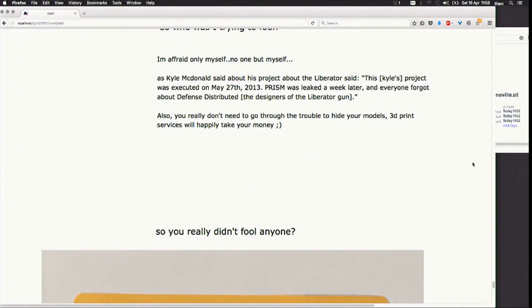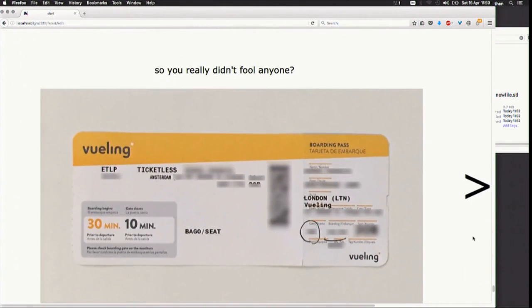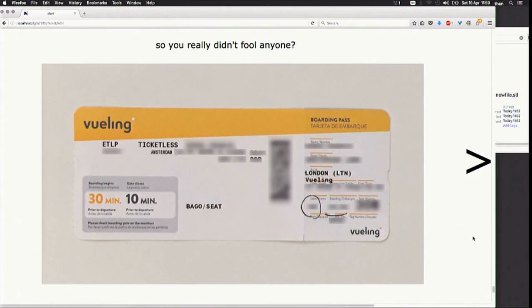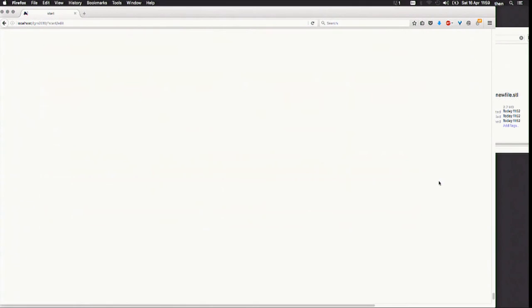So yeah, actually I'm not really sure I fooled no one, because I brought it with me in my hand luggage. Yay! You can feel free to touch it or look at it. Maybe I'll put it up for auction, who knows. I'm not going to take it with me anymore. Okay, that was my talk, thank you.